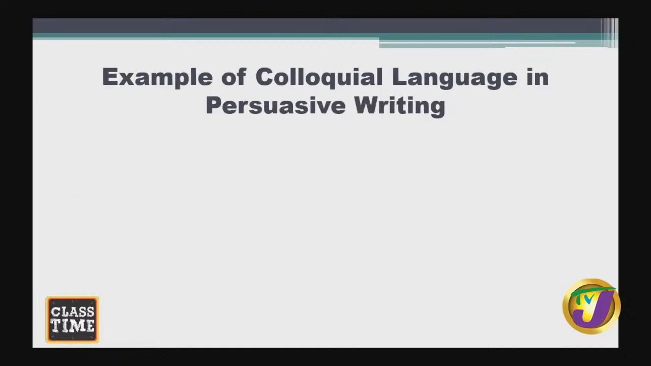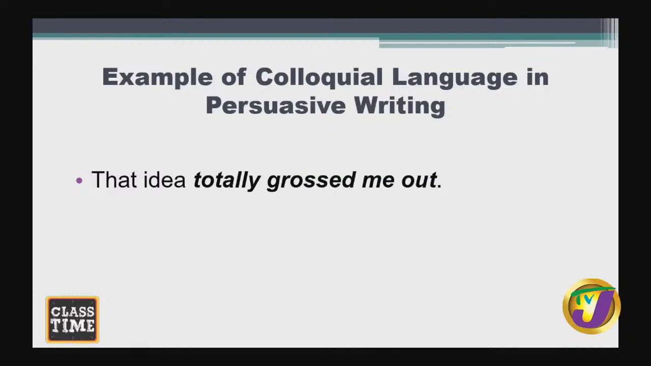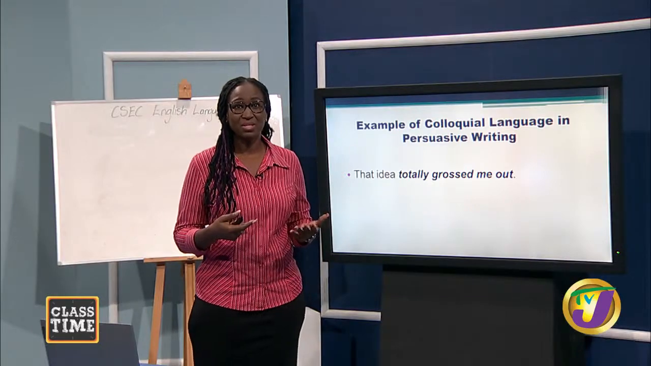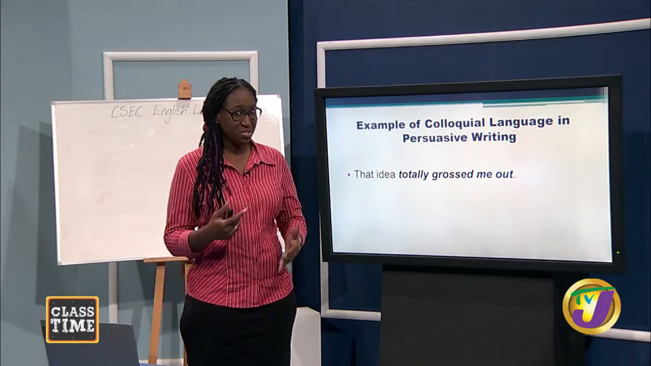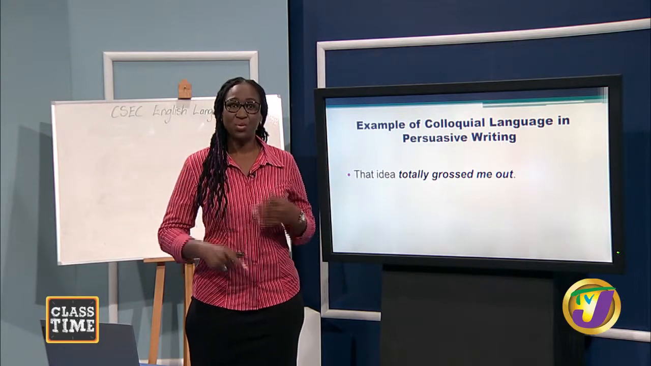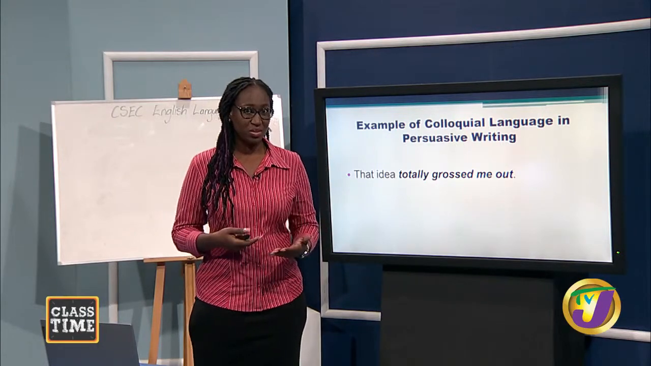So, of course, think about how you would get this done. How can you incorporate colloquial language in your persuasive writing? So here's one example of how you could do it. That idea totally grossed me out. So, of course, right here you're trying to convince them that something was unpleasant. By using this expression, your audience is aware of what it means to be grossed out, so they understand what you're trying to say.